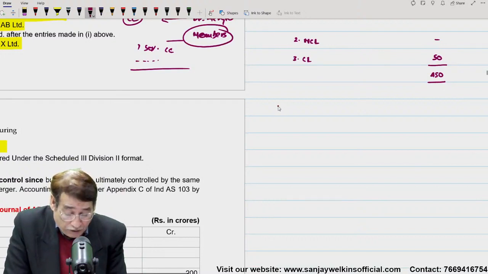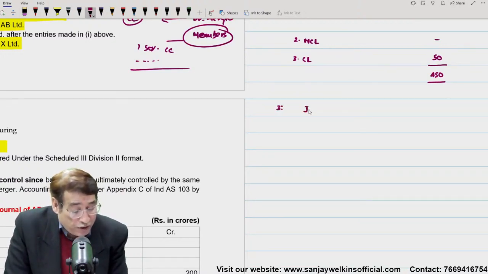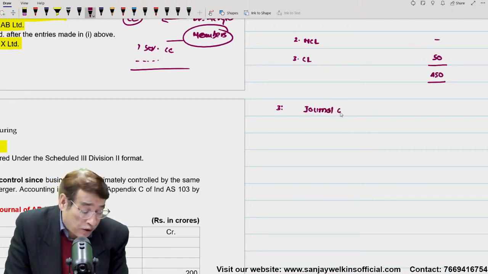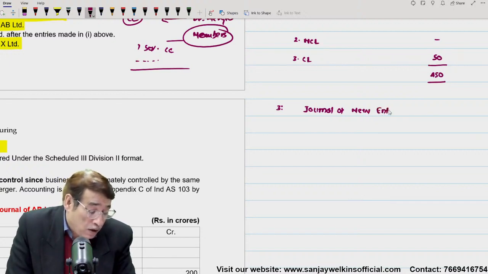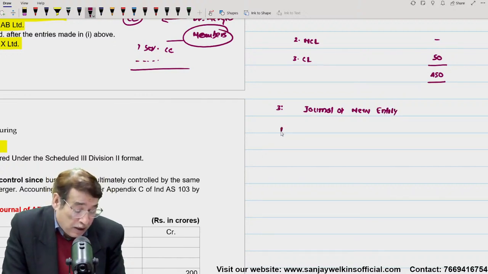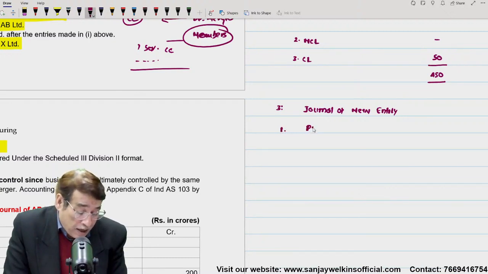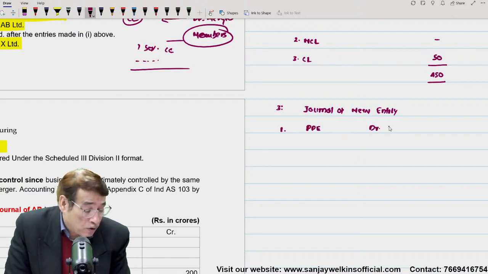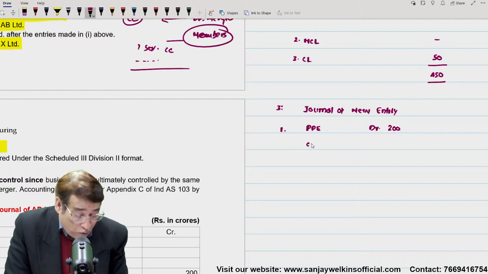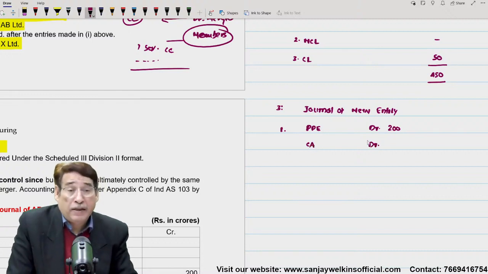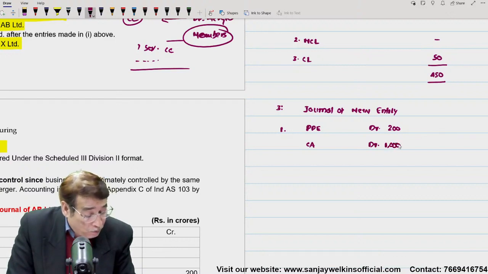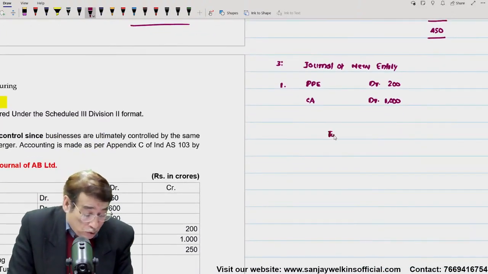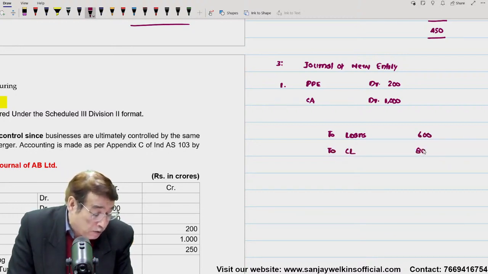Now under step number 3, which is asked in the question, that is the journal of the new entity. So journal of the new entity, that is X Limited or Z Limited, whatever it is, I am simply writing. Now, as far as the new entity is concerned, the new entity has taken over our assets, property, plant and equipment at a written down value of rupees 200. So, the new entity is going to debit property, plant and equipment. Besides that, the new entity took over our current asset, worth rupees 1,000, I think so. And the new entity took over our liabilities, in fact loans. Loans were 600, and the new entity took over current liability, worth rupees 800. Pay attention here.